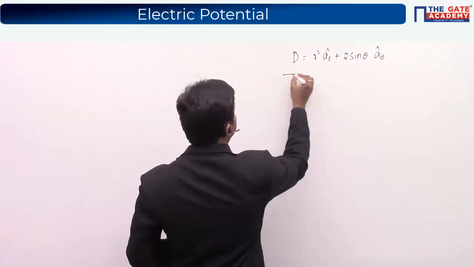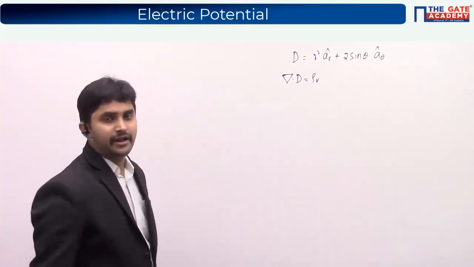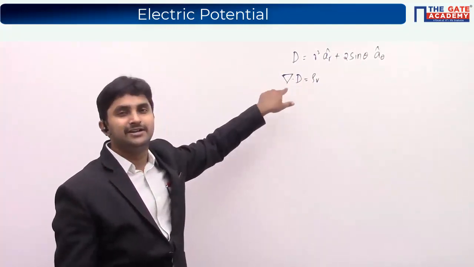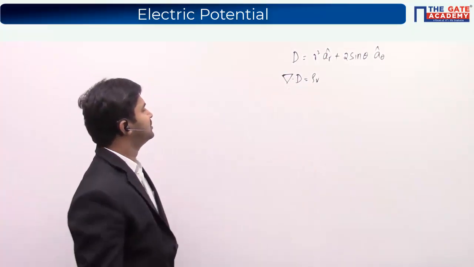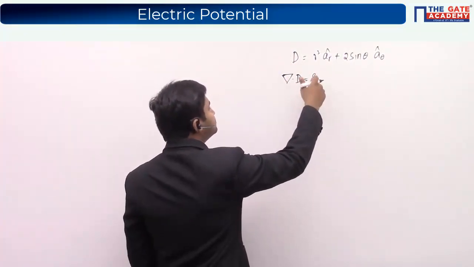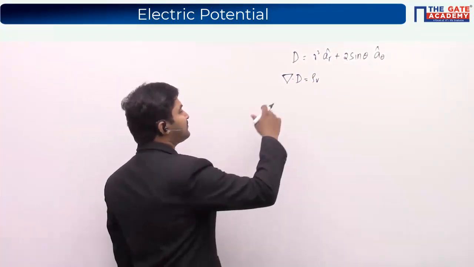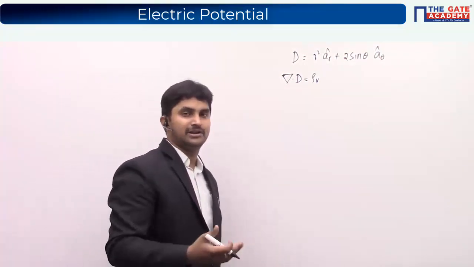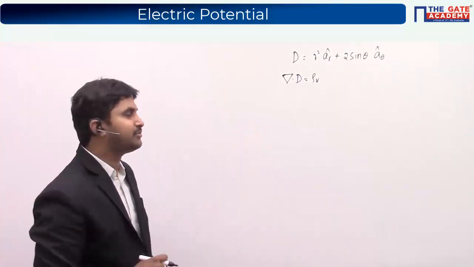So del dot D is equal to rho v, which is nothing but the Maxwell's equation, and you have to find out only rho v. It means we will be using Maxwell's first equation, or the Gauss law in point form, to solve it. The divergence of the flux density is going to give you the volume charge density. So let us find the divergence. I told you when we studied the basics of EMT that this formula is very important from the examination point of view.